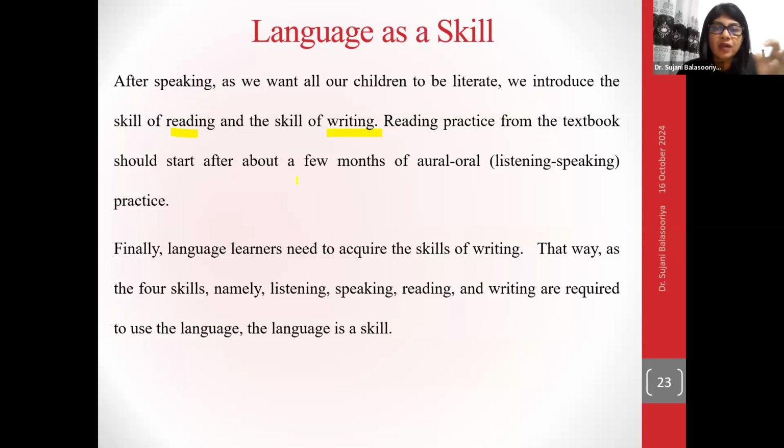First, a person acquires the listening skill, and after that, the speaking skill. Then, quite later, the reading skill. Finally, only the writing skill, right? Finally, language learners need to acquire the skill of writing. Okay, writing comes after reading. So that way, as the four skills, L, S, R, W, are acquired, to use the language is a skill, right? That is the idea. Then you should know, why do we say language is a skill? Because it incorporates the combination of all the four skills.